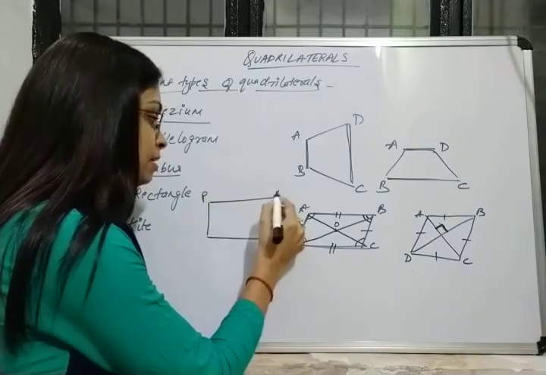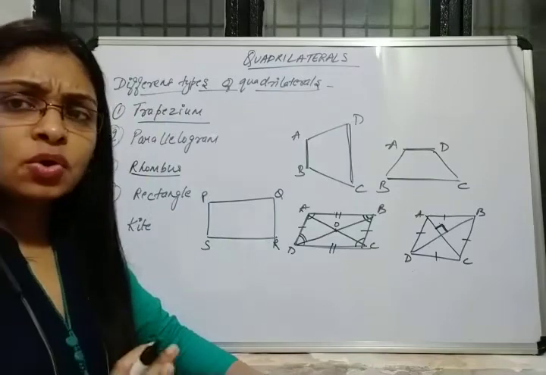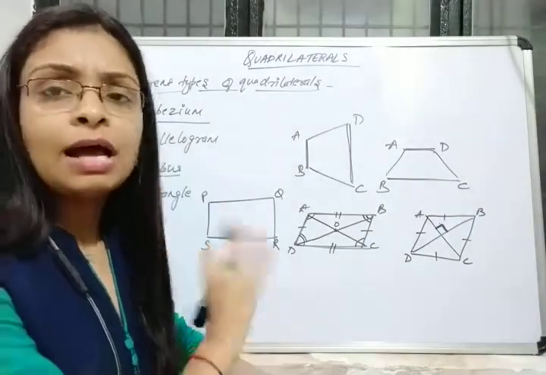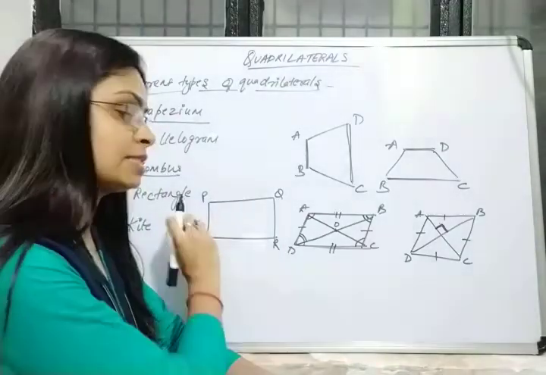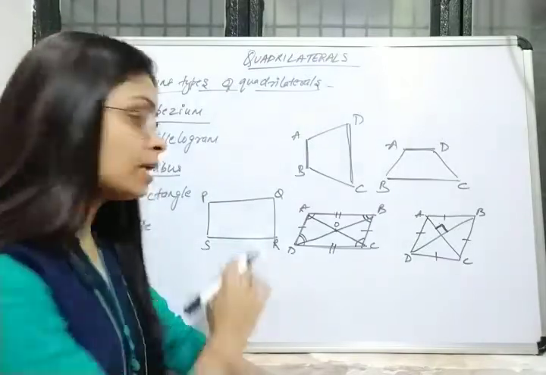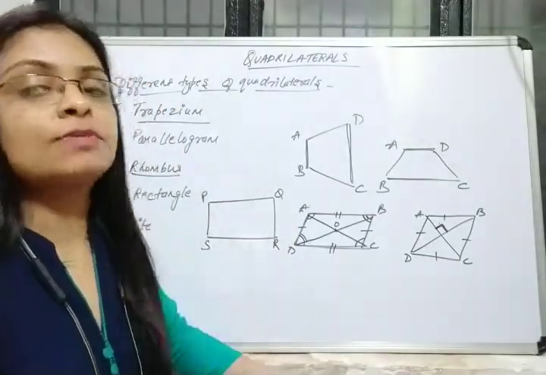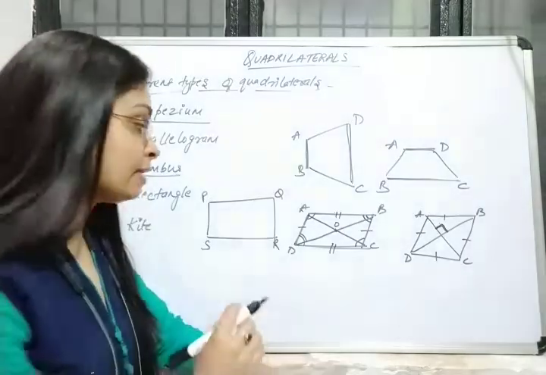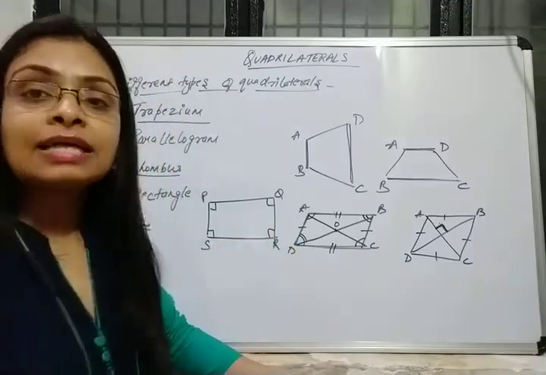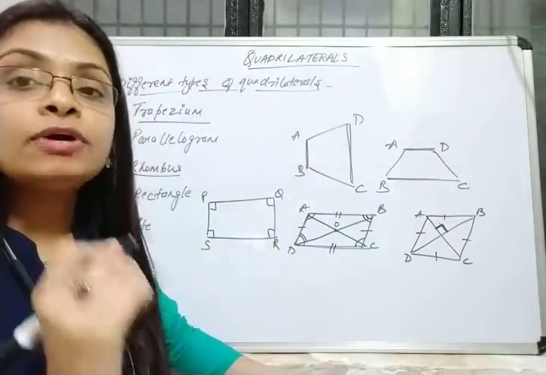This is P, Q, R and S. So rectangle is a parallelogram. That is, all properties of parallelogram applies in this rectangle. That is, opposite sides are parallel, equal, opposite angles are equal, and diagonals bisect each other. But in this also there is some special property. And what is that? That is that these interior angles are 90 degree. What they make? They make an angle of 90 degree.